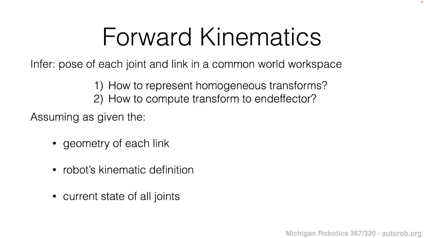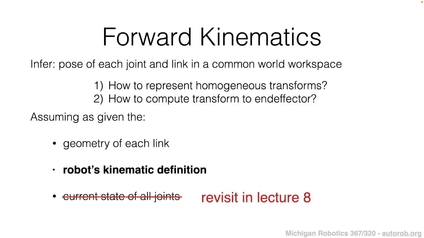So once again, the goal is to infer the pose of each joint and each link in this common world workspace, so this common world frame of reference. And so we have to compute these 2 values, and we're going to be assuming that, given as input, we know the geometry of each link, we know the robot's kinematic definition, and we know the current state of all of the joints. And so in lecture 8 then, we're going to come back and consider the joints that can move and how motion in the joints affects the resulting configuration of the robot.